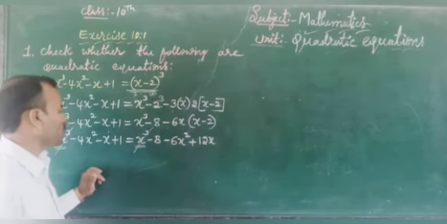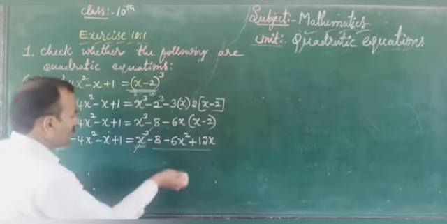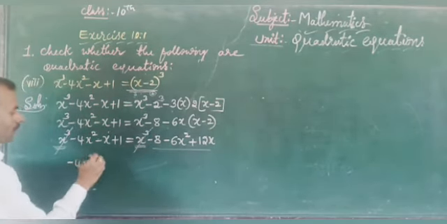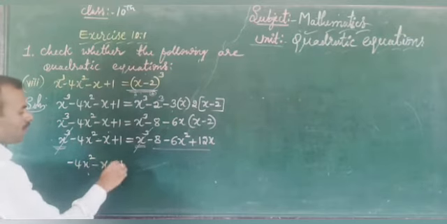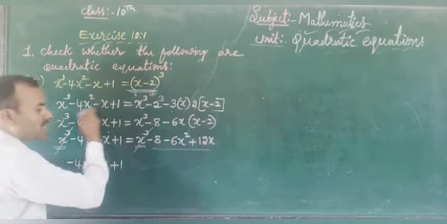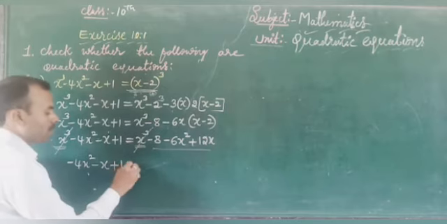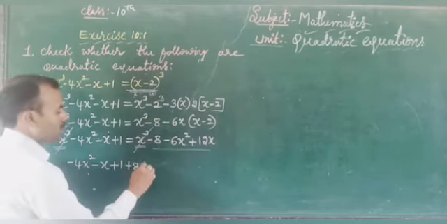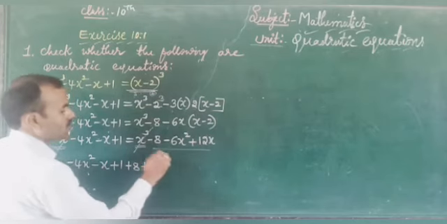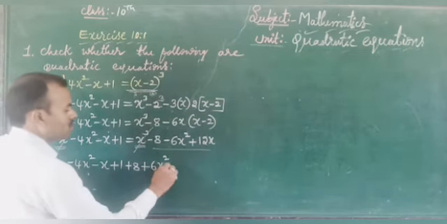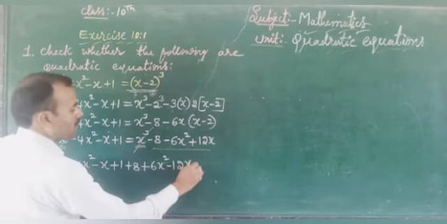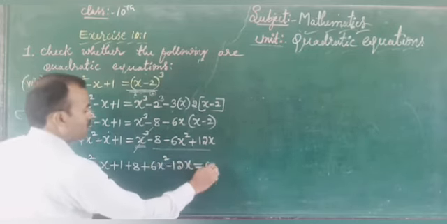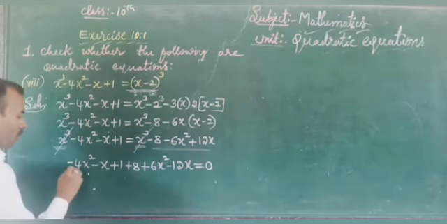Now transpose RHS into LHS. So minus 4x square minus x plus 1. Now transpose minus 8 into LHS, it is plus 8, and minus 6x square, it is plus 6x square, plus 12x becomes minus 12x. So in the LHS, in the RHS it is 0.